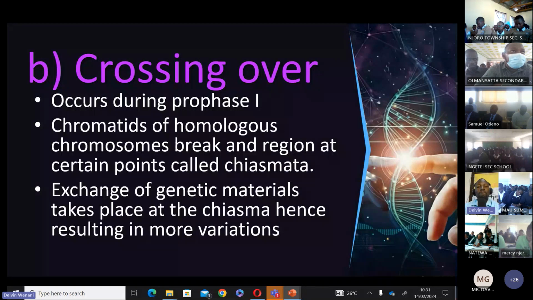Because remember, meiosis is the one which produces gametes. So if there's some exchange of genetic material during the process of making these gametes, then we expect to see variations in every gamete that comes about.